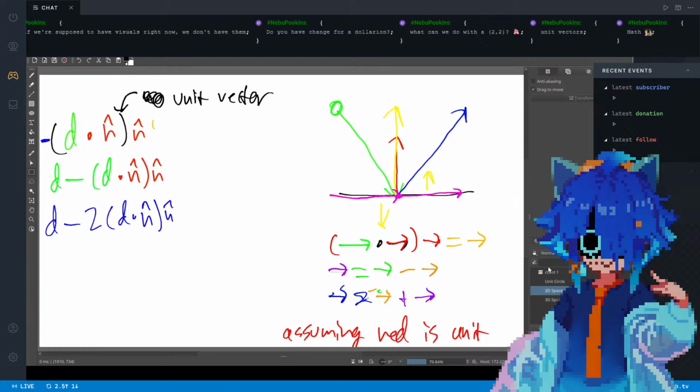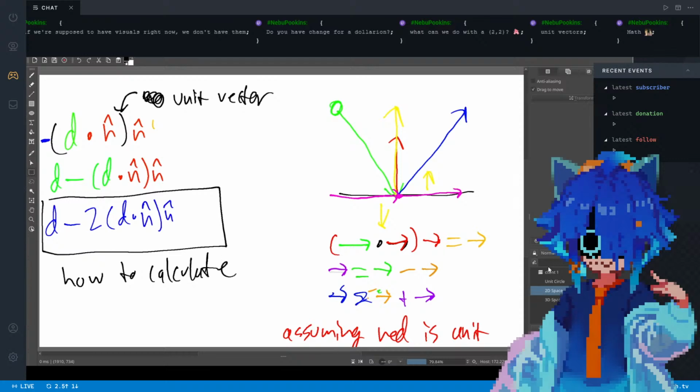Sound good? And it turns out that this formula is how to calculate a bounce. And it involves projecting our incoming direction onto the normal direction. And then doing a little bit more processing with it. Make sense?